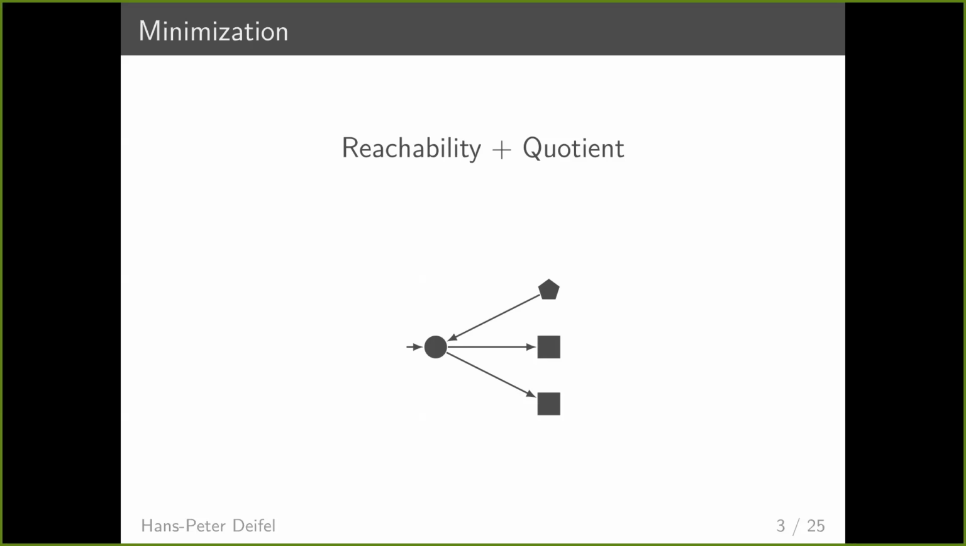Here, reachability is just the obvious removal of unreachable states, like, for example, this polygon state that doesn't have an edge from the initial state and so is unreachable and doesn't contribute to the system behavior, so we can remove it. And the second step is the quotient computation, which means we need to identify equivalent states that behave the same in the system, and we can merge them in the resulting system. So for example, here, the two squares look the same and they have no outgoing transitions. And so in the resulting system, we can just merge them together into one state. And then we arrive at the minimal system.